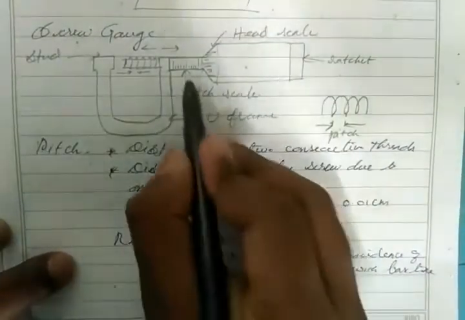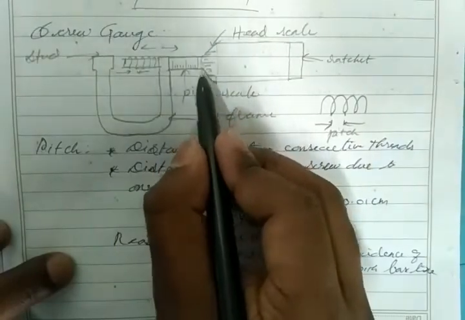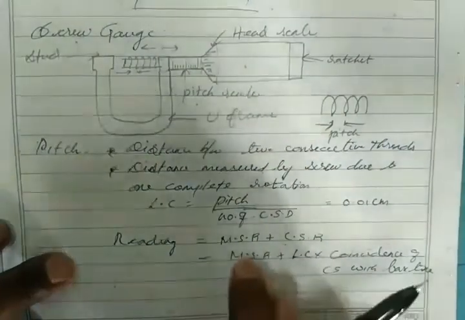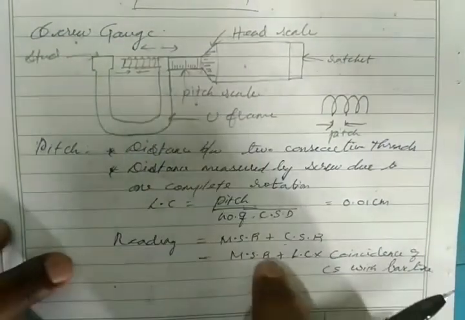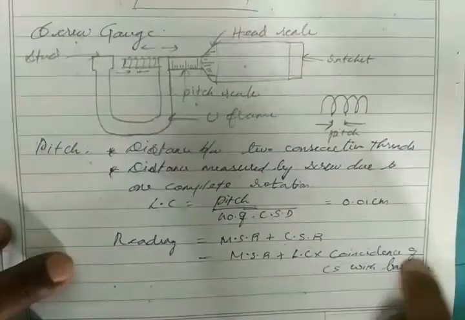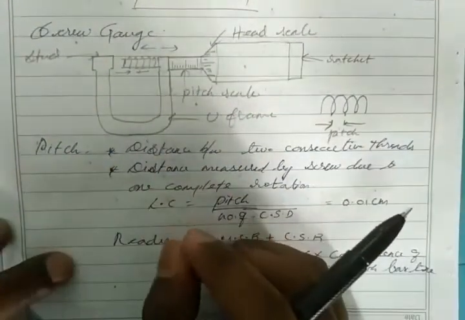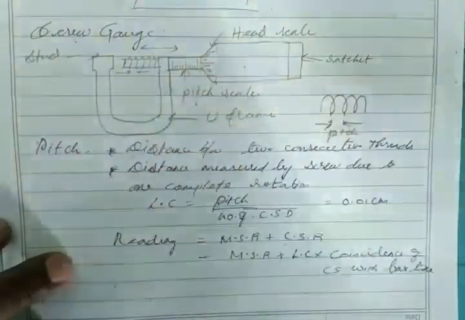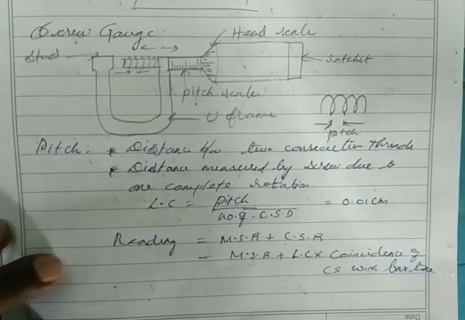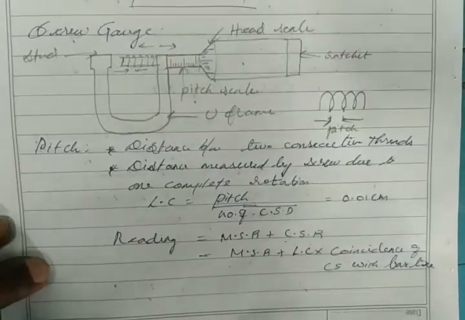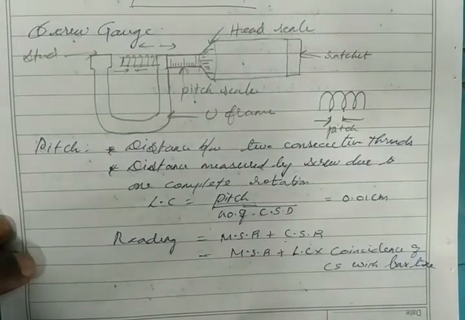Here we have the baseline, and the coincidence of the circular scale with the baseline will give us the total reading. So MSR plus least count, that is 0.01 centimeter, times the coincidence, which we have to find: which line of the circular scale coincides with the baseline. Okay, this is all about today's class, and we successfully completed chapter 2. From next class onwards, we will study the next chapter. Thank you.